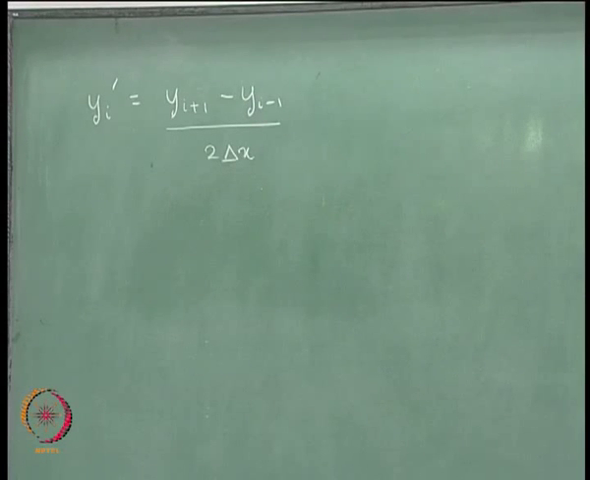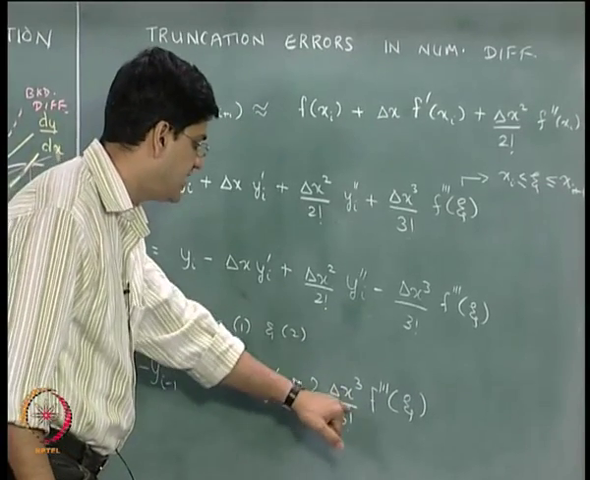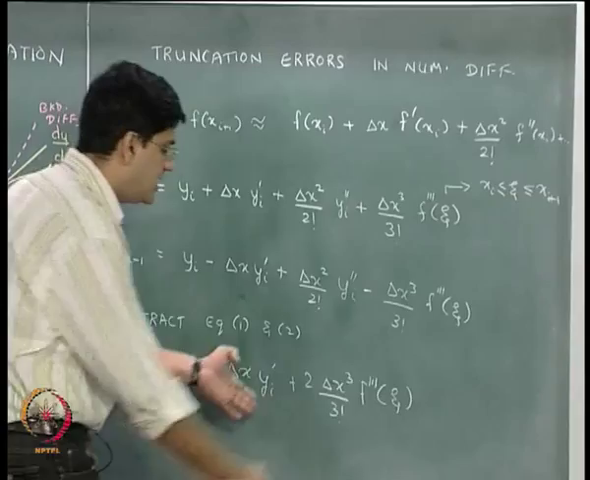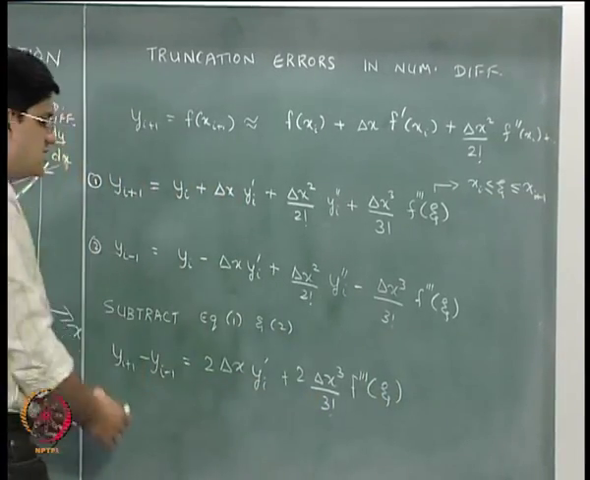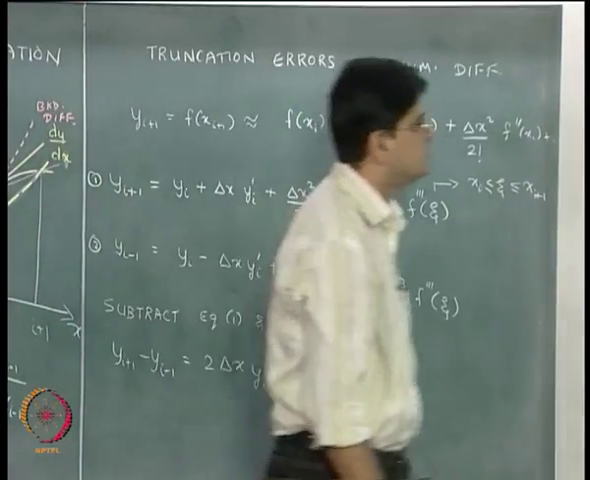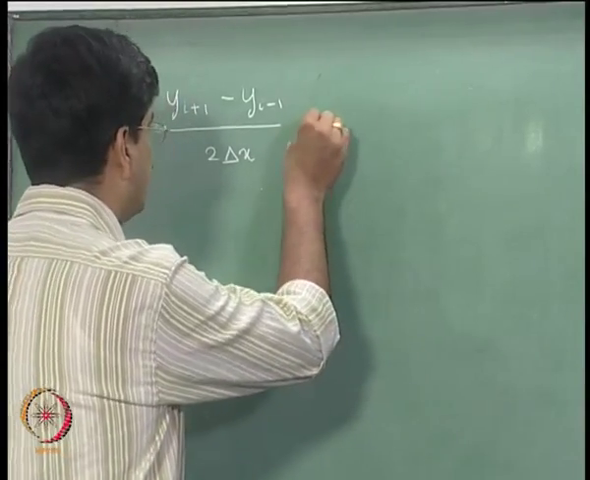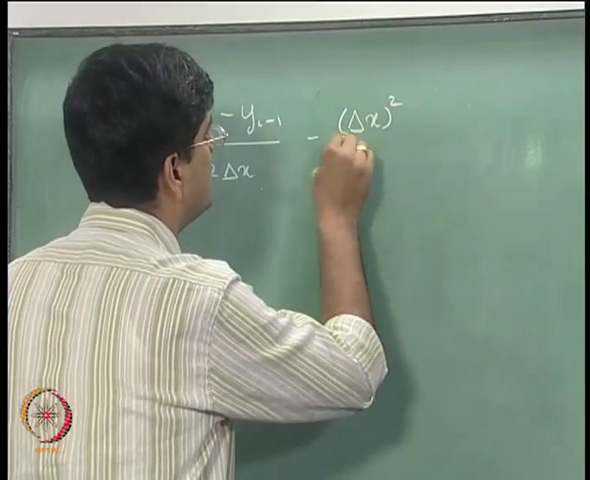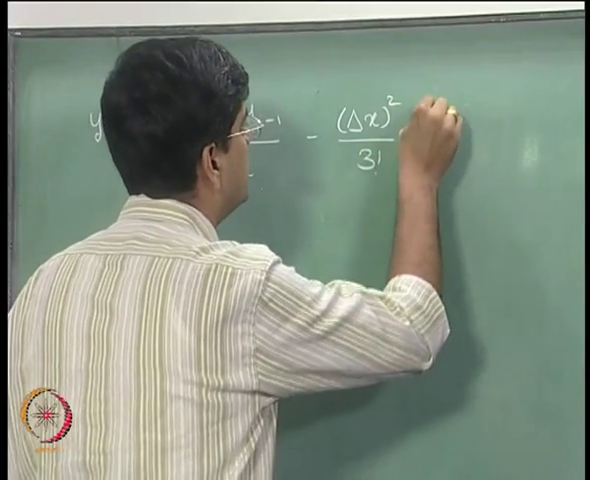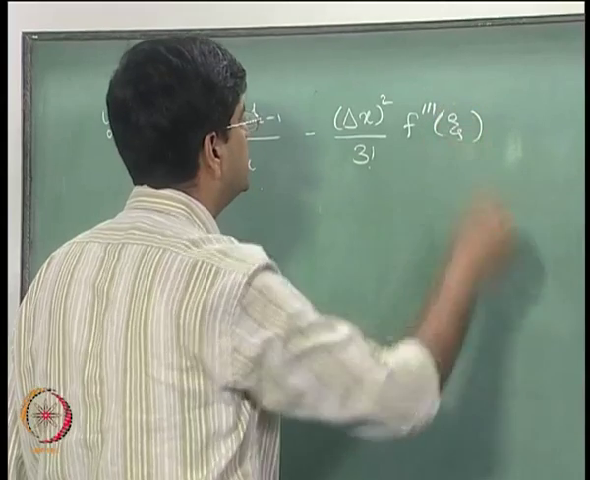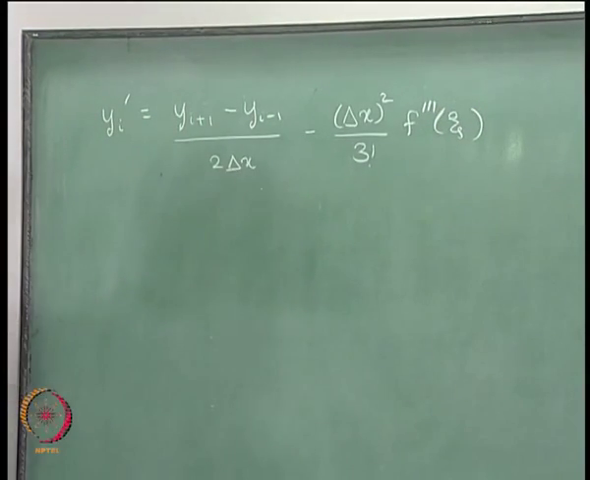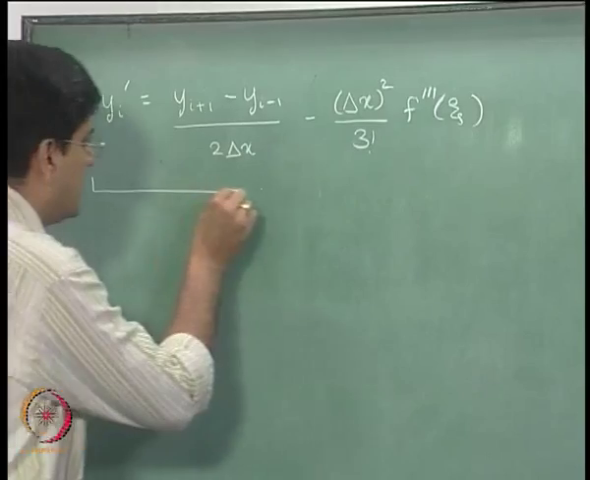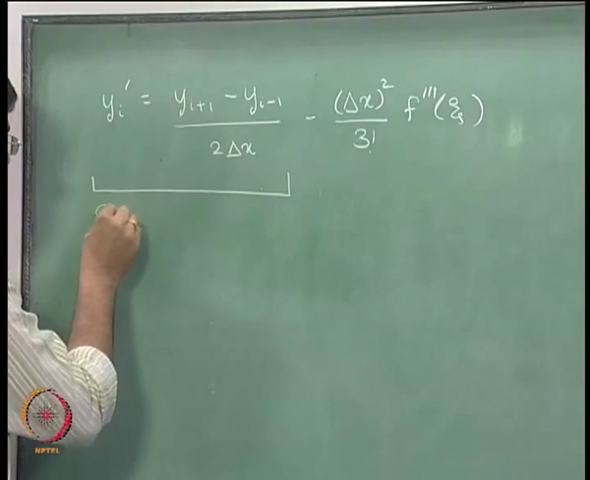Okay, we have taken this 2 delta x and divided throughout. So this 2 and this 2 will get cancelled, instead of delta x cubed we will have delta x squared, and because we have taken this term to the other side it will get a negative sign. Okay, so we will have this as minus delta x squared by 3 factorial f triple dash of zeta. Okay. This part is the central difference approximation.